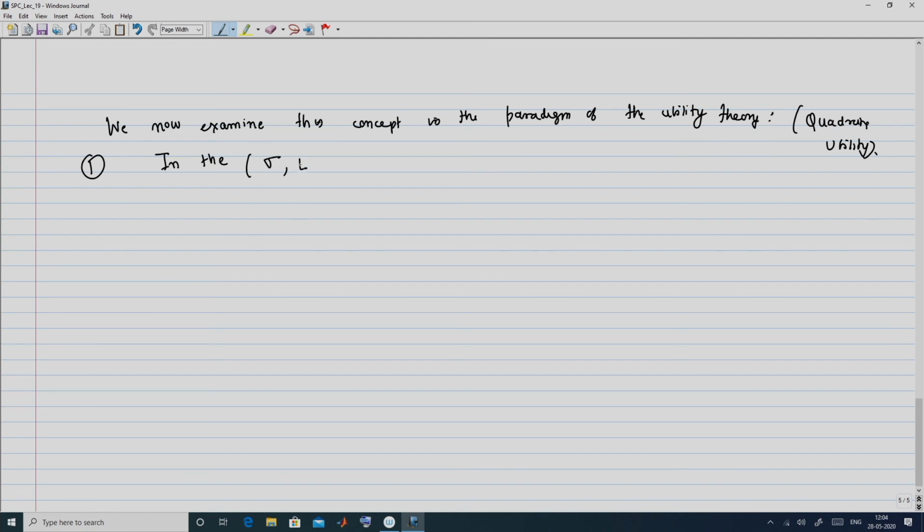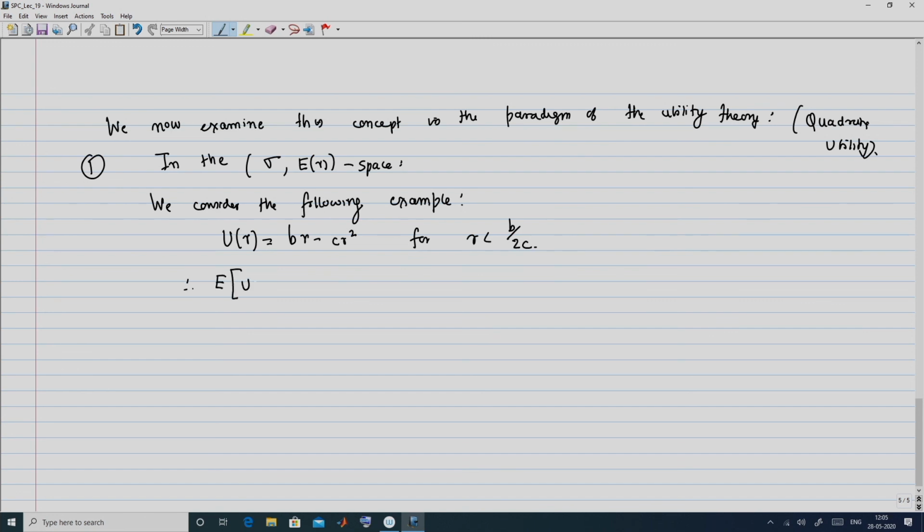So, we start off with first the sigma-ER space, or the sigma-ER plane. We consider the following example. This is just for illustrative purposes, the quadratic utility. Here we take the quadratic utility U(R) to be BR minus CR square, and I will say that R is less than B over 2C, and we will see why this condition is necessary. So, accordingly, what is going to be the expected utility? The expected utility is simply going to be B E(R) minus C E(R square).